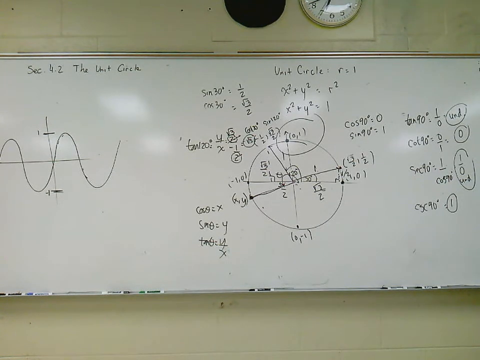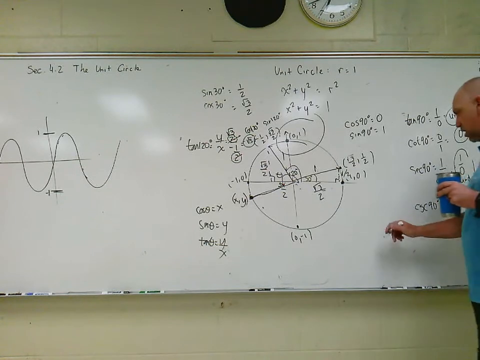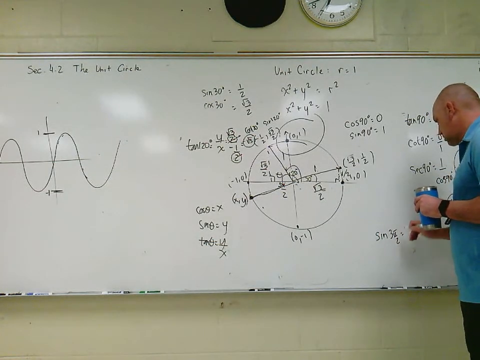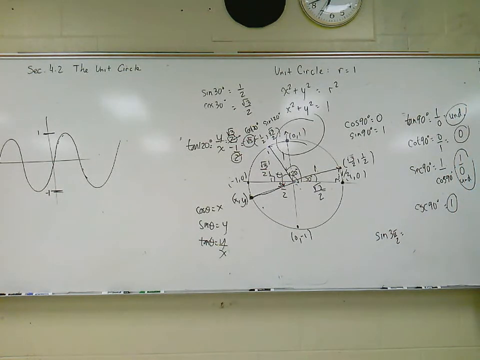Sine of 3 pi over 2. So number 1, I got to know where 3 pi over 2 is. And I got to know which coordinate am I looking at, x or y.